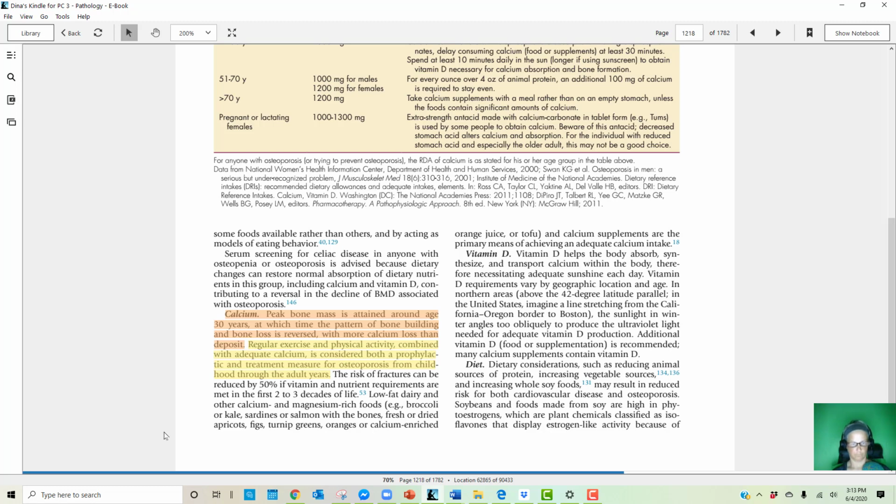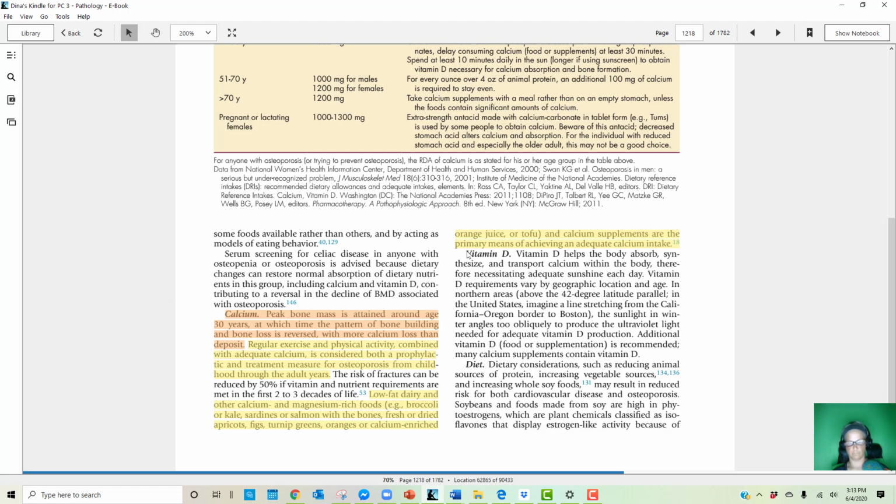Low-fat dairy and other calcium and magnesium-rich foods, for example, broccoli or kale, sardines or salmon with the bones, fresh or dried apricots, figs, turnip greens, oranges or calcium-enriched orange juice, or tofu, and calcium supplements are the primary means of achieving an adequate calcium intake.